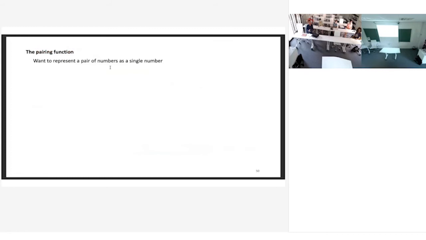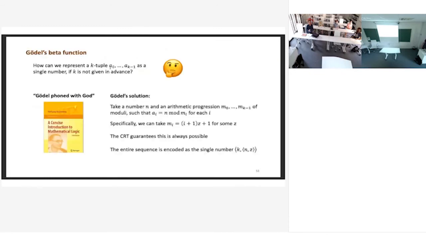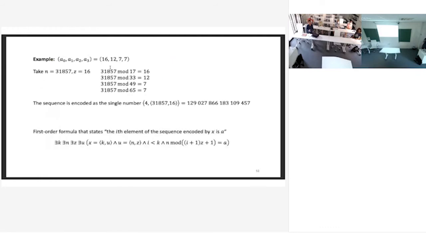The question is, how do you talk about sequences of natural numbers, finite sequences? Gödel found a way to do it using the Chinese remainder theorem. I'm not going to go into the details, but suppose you have a finite sequence. Gödel finds a way of encoding that finite sequence of any finite length into a triple of natural numbers. And you can talk about the ith element of the sequence.